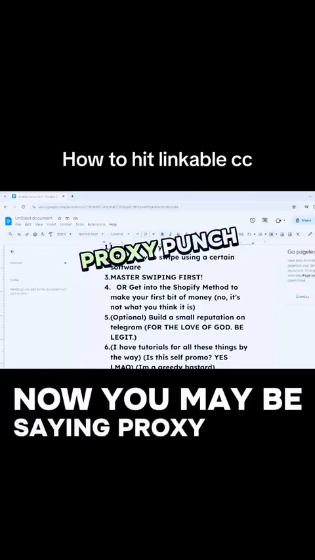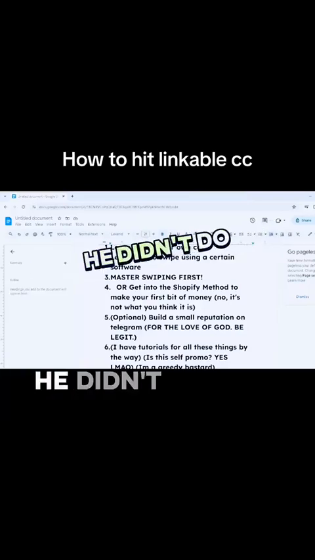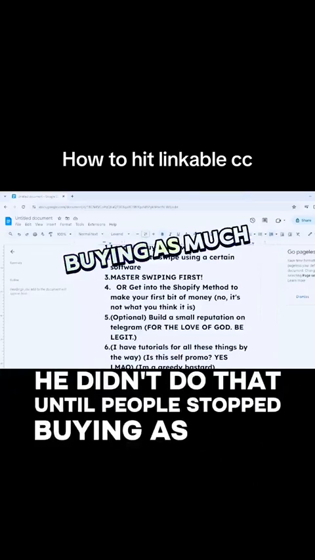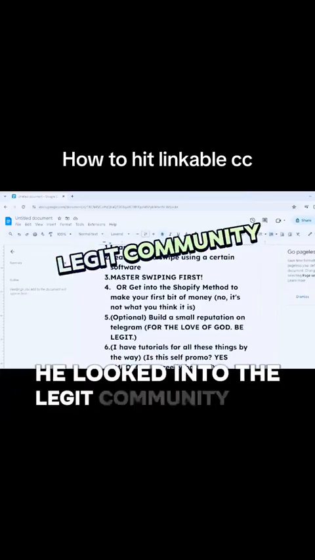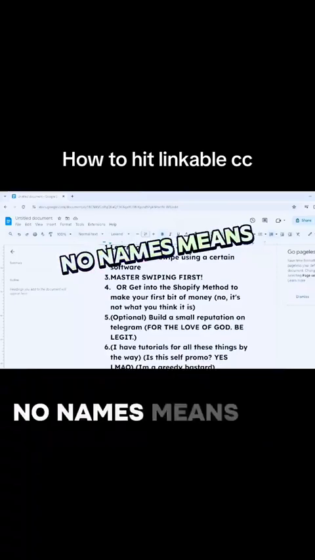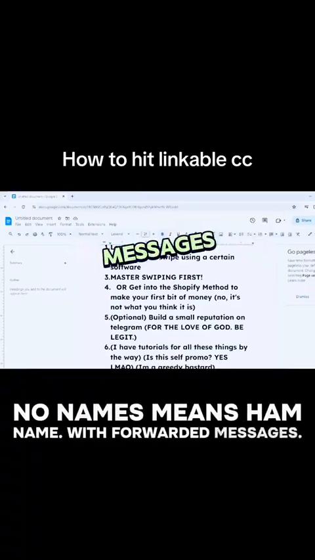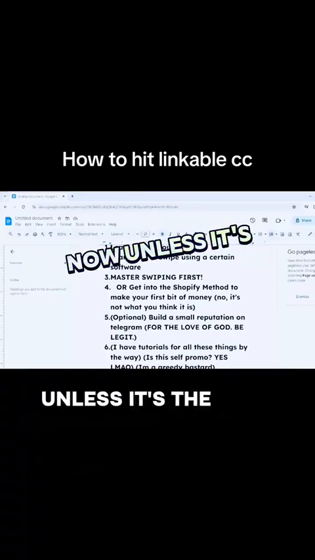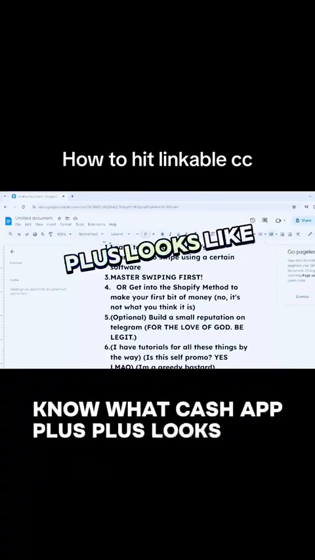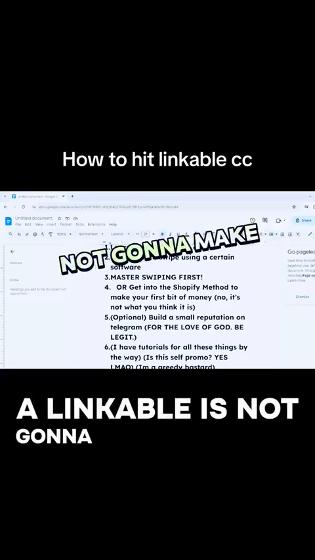Now, you may be saying, Proxy Punchmade has forwarded messages. He didn't do that until people stopped buying as much from him. He looked into the legit community and saw what they were doing. No names means scam. Names with forwarded messages means you're good. Now, unless it's the Cash App glitch, know what Cash App Plus Plus looks like and stay away from those vendors. A linkable is not going to make you $15,000.